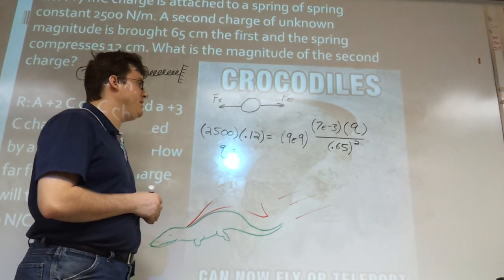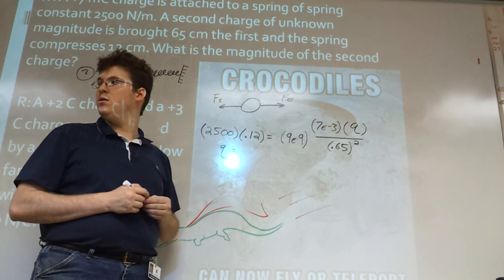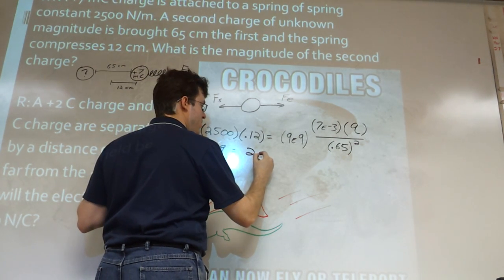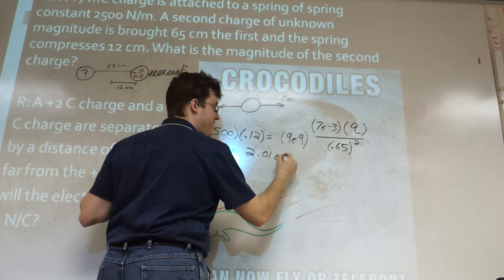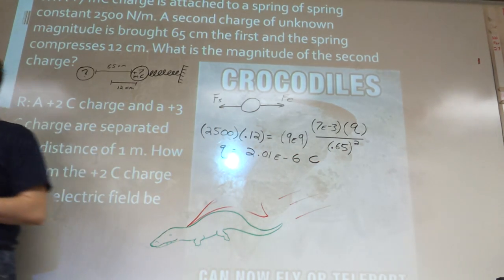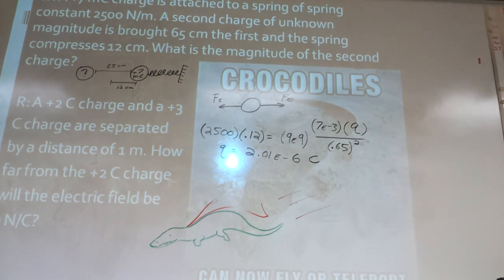You divide both sides by 9 times 10 to the 9th times 7e negative 3. Is it 2.01 times 10 to the negative 6? Sounds right to me. 2.01e negative 6, you said? Yes, coulombs. So 2.01 microcoulombs is our answer.